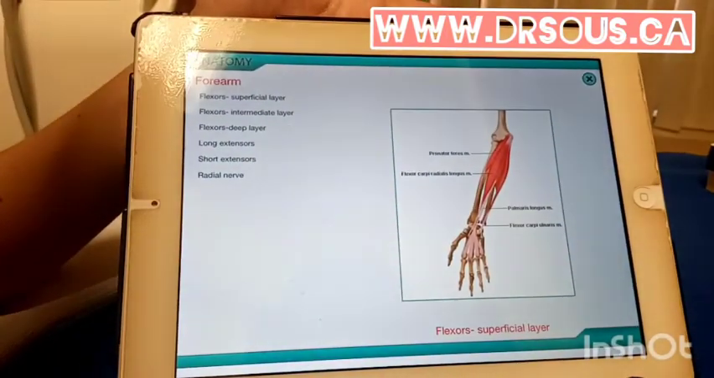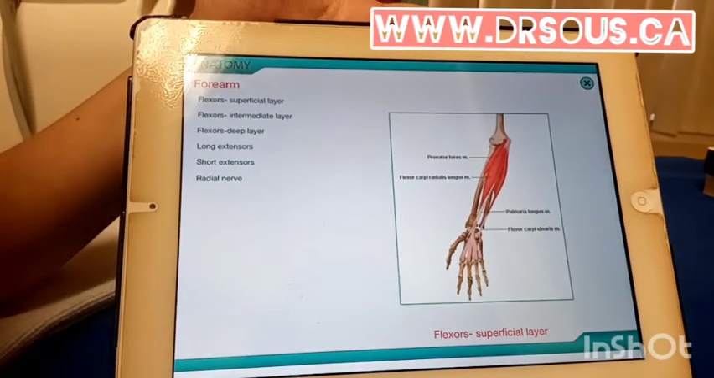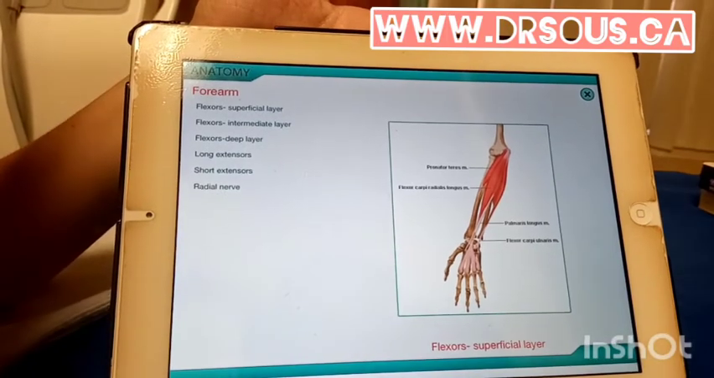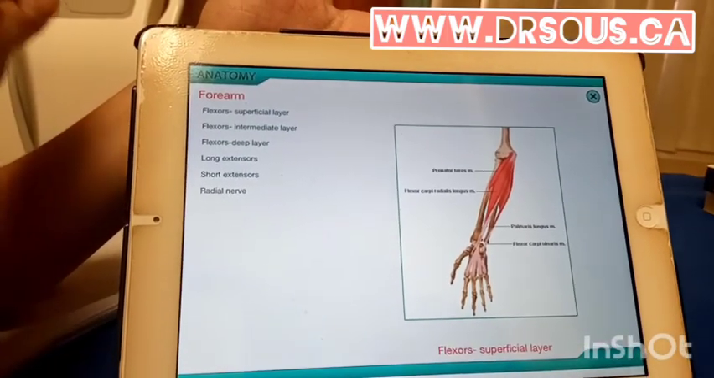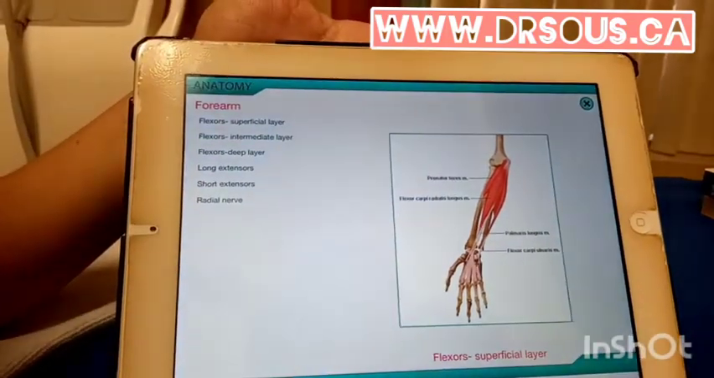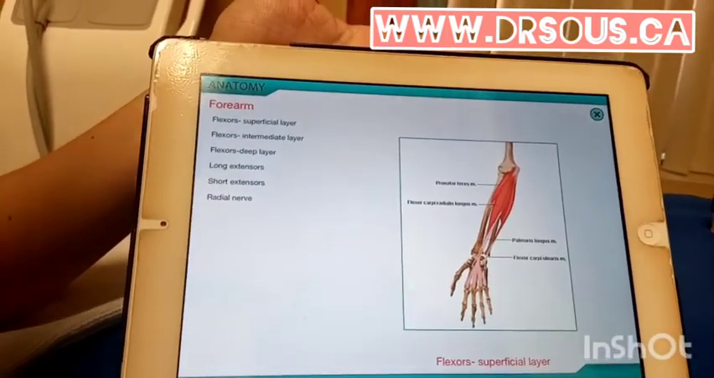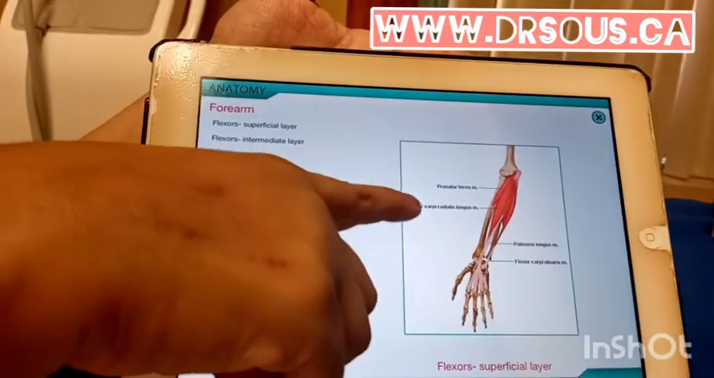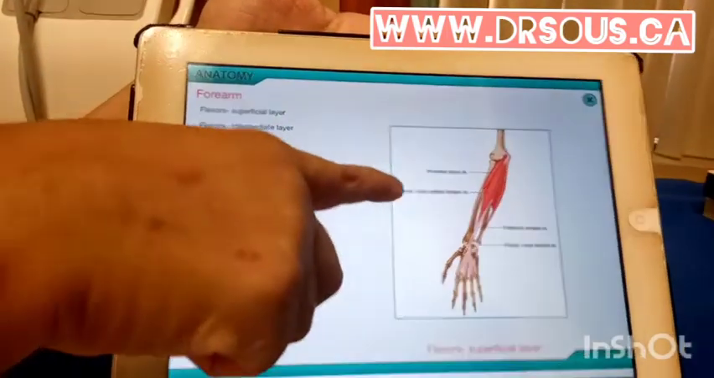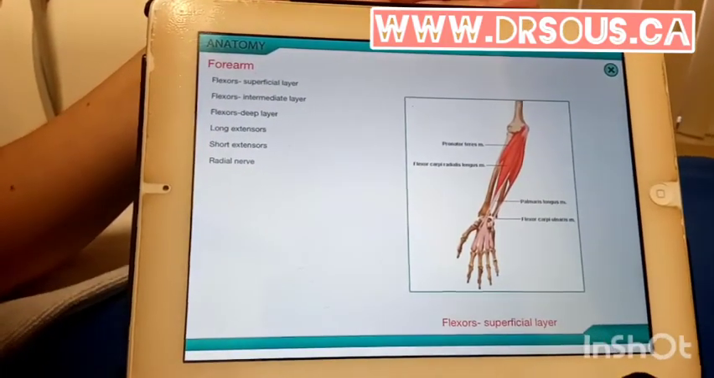For the anterior side, anatomical side, we are going to find the flexor muscles. Dorsal, we are going to find the extensor muscles. So here we are looking at the superficial layer, and we can find the flexor carpi radialis longus. You see the name flexor because the function is flexion.